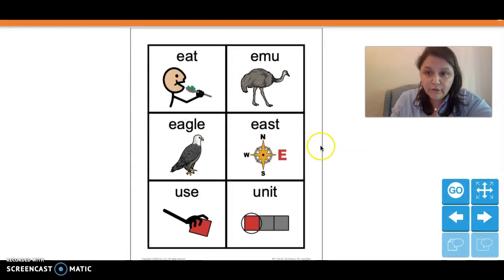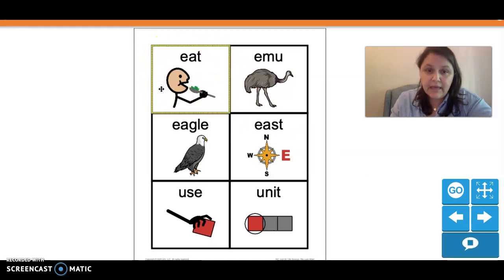Okay, our first word is eat. Eat. And it looks like he is eating some vegetables, maybe some salad or peas or beans. So eat.